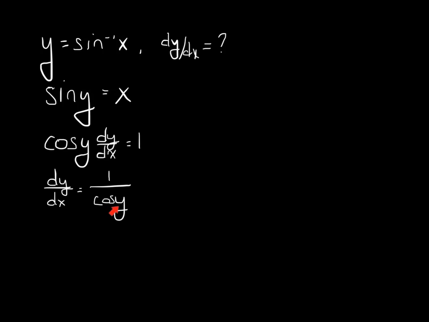Now we don't want this in terms of y, we'd like this to be in terms of x. So let's think about what's happening with that angle. We know that the sine of the angle y is equal to x. So this has to be the angle y, and sine we know is opposite over hypotenuse. So in order to get that ratio to be x, we can name the opposite side x and the hypotenuse 1. And then using the Pythagorean theorem, this third side would be the square root of 1 minus x squared.